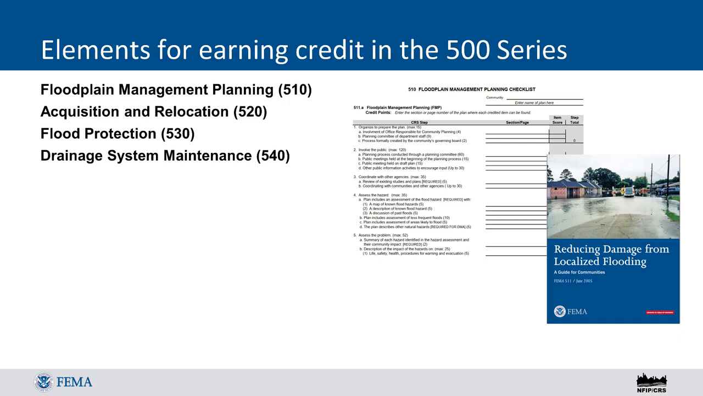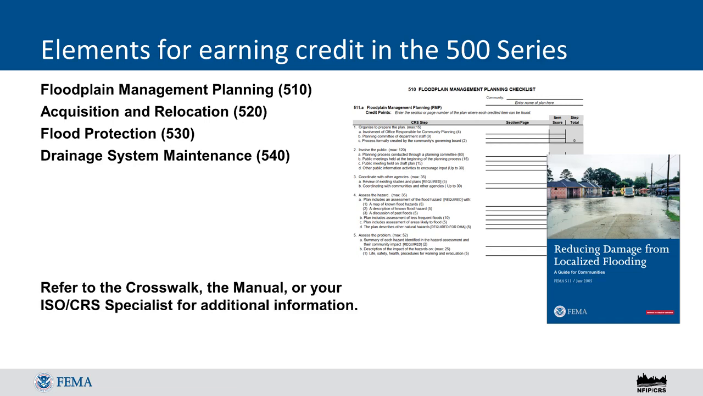This is Activity 530. Elevation projects, sewer backup protection, wet floodproofing, channel diversions, or structural projects are some examples of credited mitigation in Activity 530. Based on the type of flood protection, your specialist will provide guidance on what type of documentation is needed. Besides your specialist, the crosswalk and the manual are always your key sources of help as you're preparing your documentation.